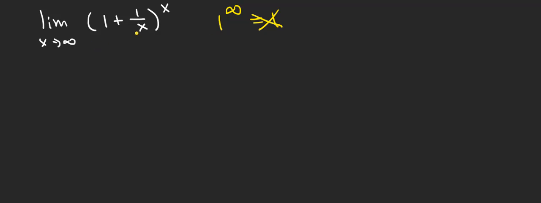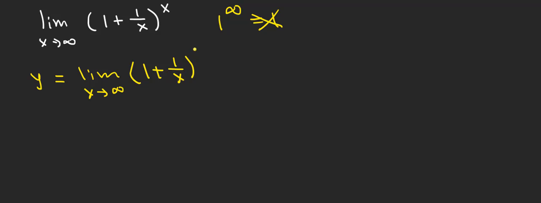So in order to do this, whenever you have an exponent that is a variable, this is what you might want to do. Let's just rewrite this as y equals limit as x goes to infinity of quantity 1 plus 1 over x to the x. So now what I'm going to do is put natural log on both sides.